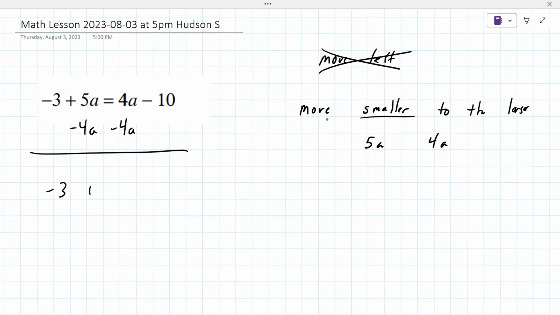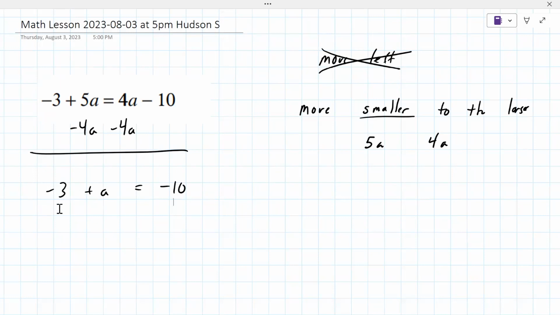So you have -3 plus a equals -10. What would you do to solve this equation from here? Look at the side with the variable. What's keeping a from being by itself? What is this number right here? -3. -3. That's what's keeping a from being by itself.